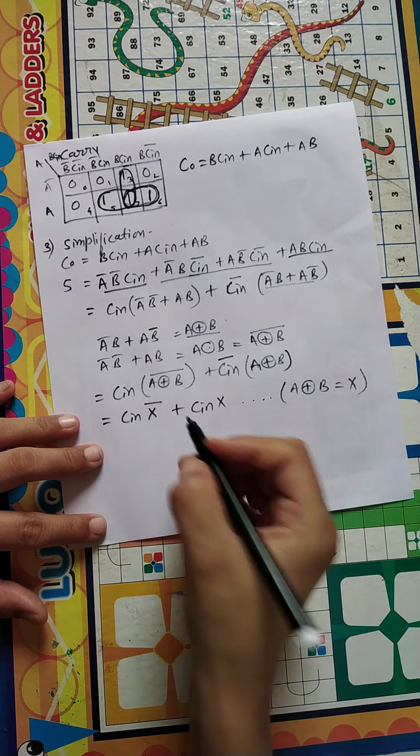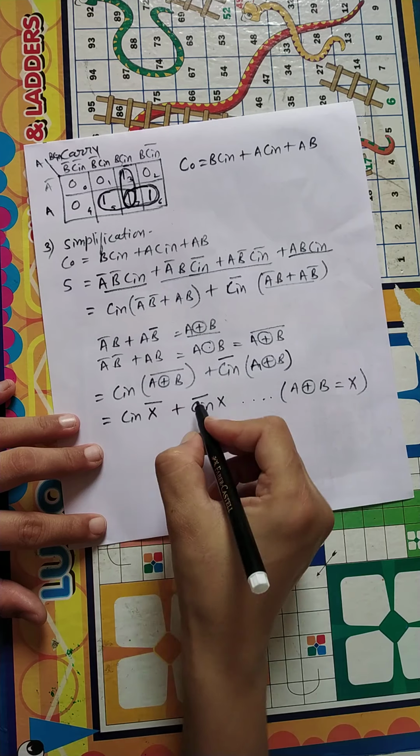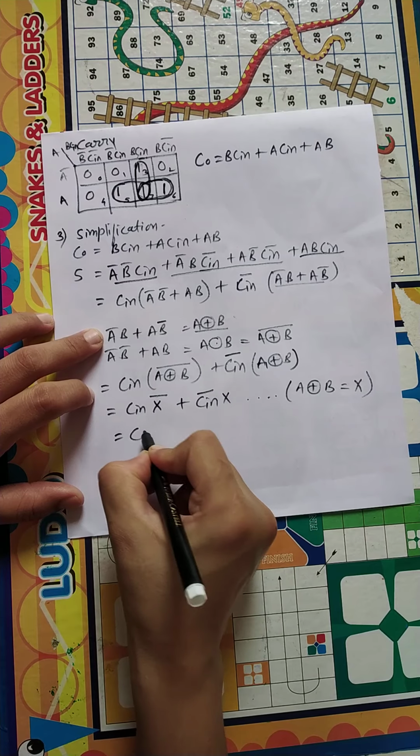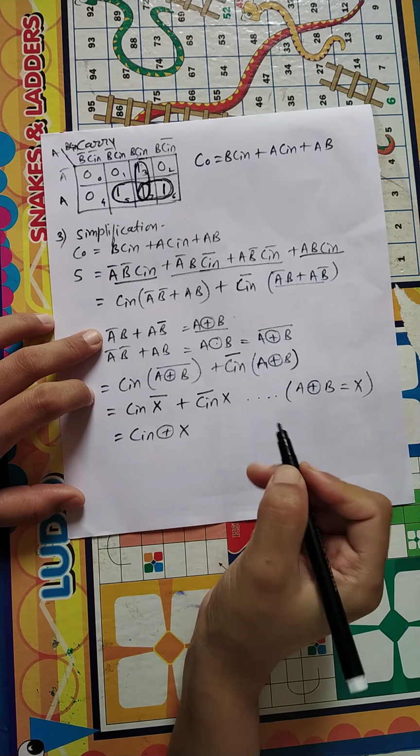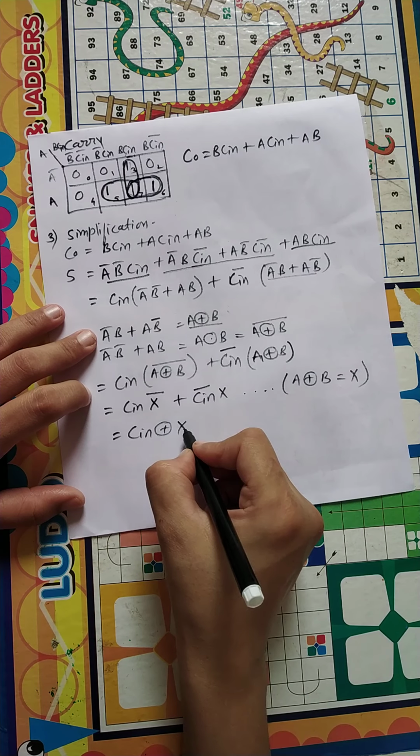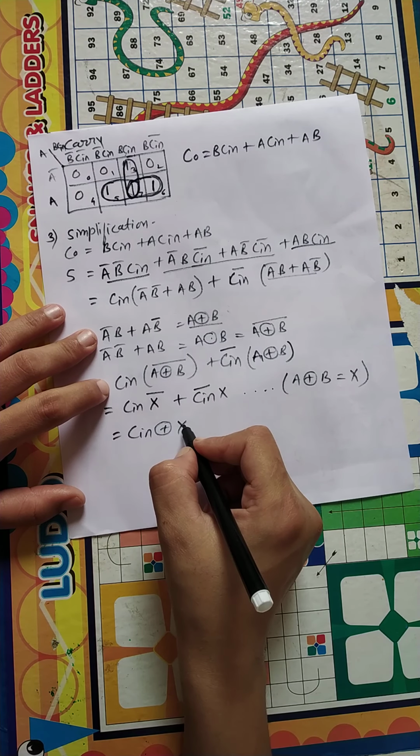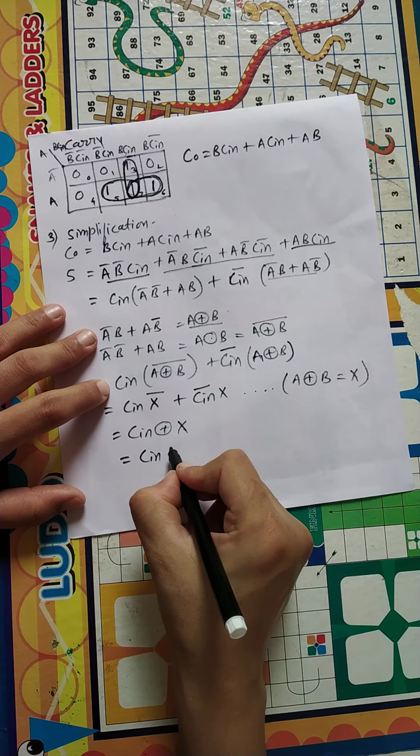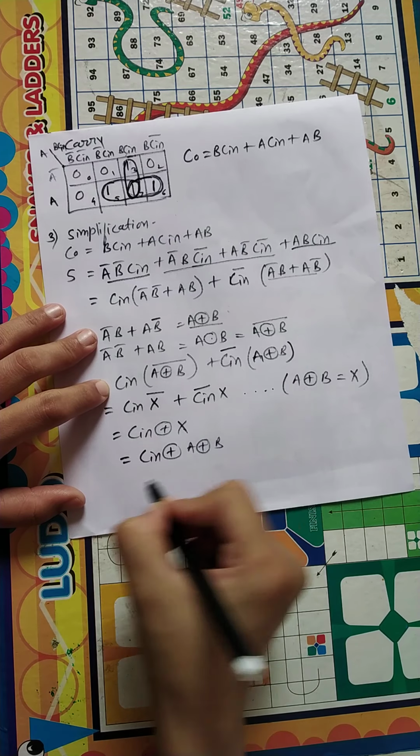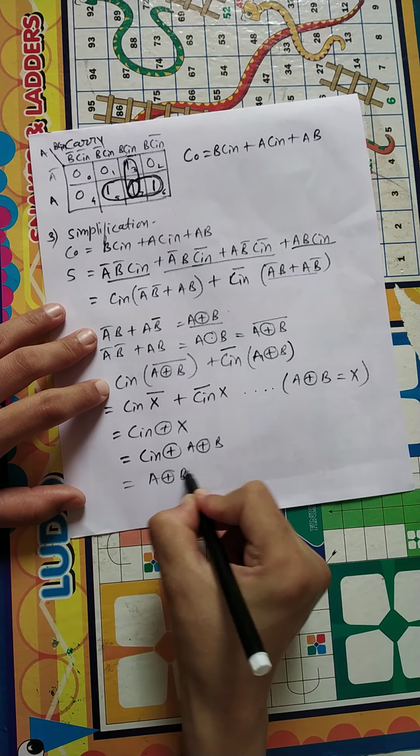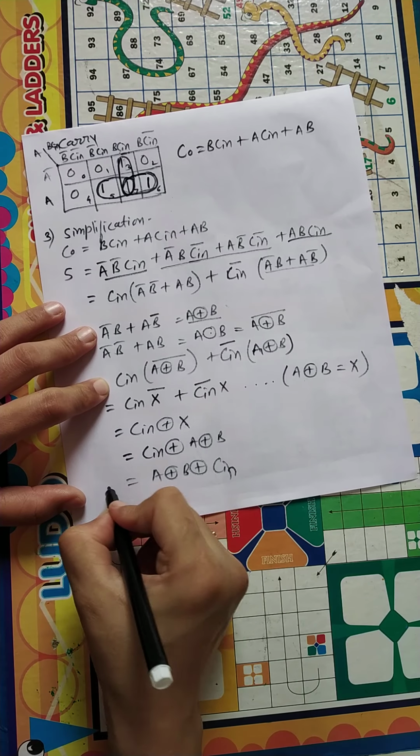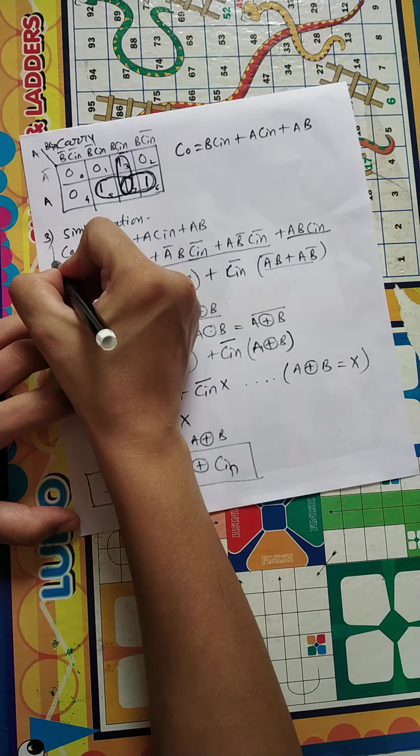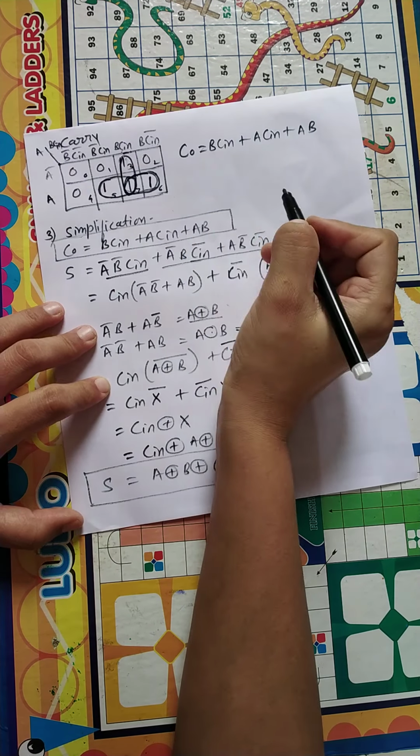Okay, I had left out the C bar. So now again this formula is applied, right? So this is C in XOR X. Now again, instead of X we had substituted A XOR B, so I'll just put the value of X as A XOR B, and here we got a simplified equation, that is A XOR B XOR C in, right? So this is the equation for sum. Now by using these two equations we have to just draw the circuit.